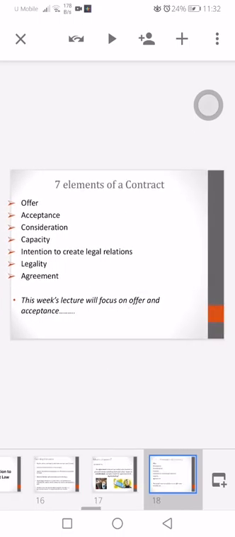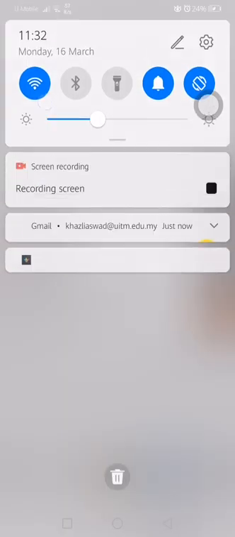Okay, so there are seven elements of a contract. First, offer. Second, acceptance. Third, consideration. Four, capacity. Five, intention to create legal relations. Six, legality. And the last is agreement. This week's lecture will focus on offer and acceptance.